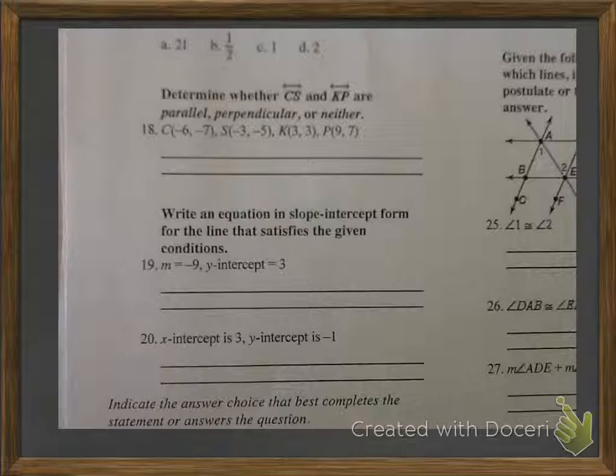So determine whether CS and KP are parallel, perpendicular, or neither. So we're back to doing both of these, determining whether or not they're parallel, perpendicular, or neither. So here's kind of how that takes place. This will go a little quickly. Again, you can pause as you need.